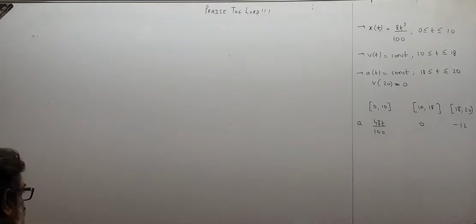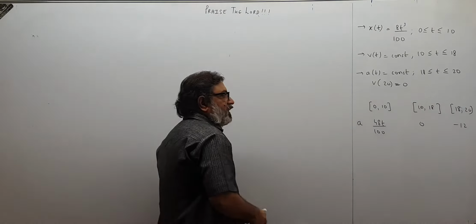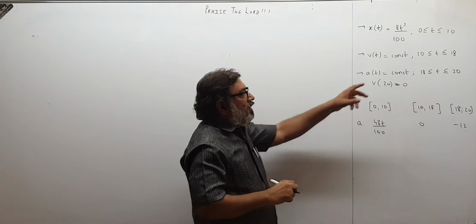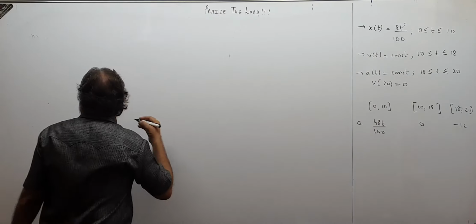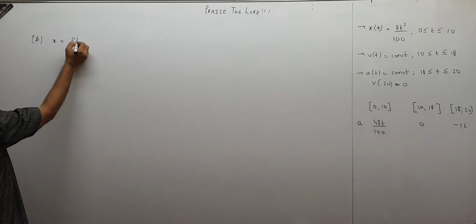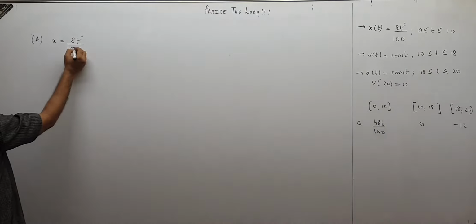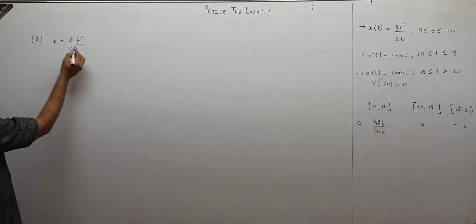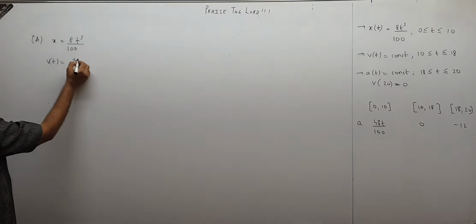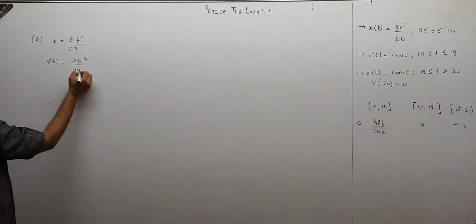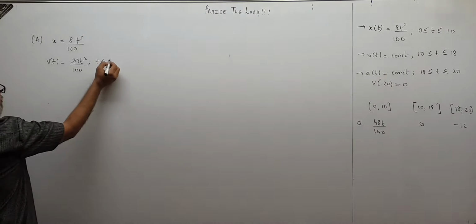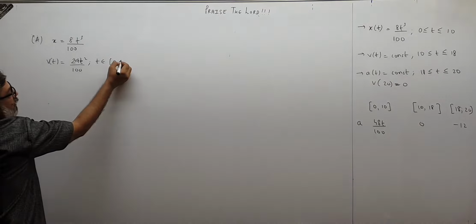Okay, children, after discussing about acceleration, we discuss about velocity. See, for the time 0 to 10 seconds, my velocity formula will be like this is 8t cube upon 100, the formula for position. So velocity at any time will be dx by dt, that will be 24t square upon 100. This will be formula for velocity for t belonging to 0 to 10 seconds.